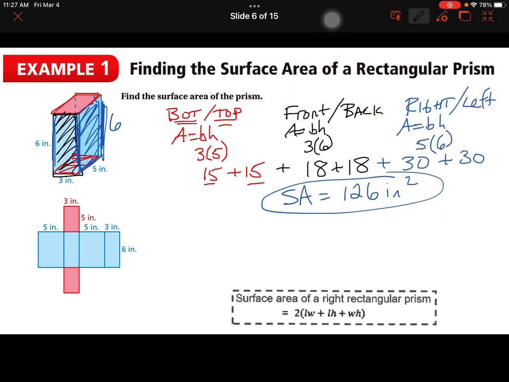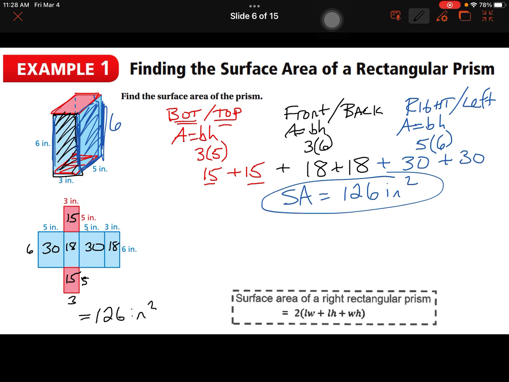Now, you could also do 3 methods, since I have the net. You can see that this would be 15, 3 times 5. Well, this is also going to be 5 times 3, which is 15. You could see that all of these are going to be 6. Well, that's going to be 5 times 6, which is 30. This is 5 times 6, which is 30. And then you have this one, which is 18 and 18. You can see that I could add those all together. And once again, you're still going to get 126.